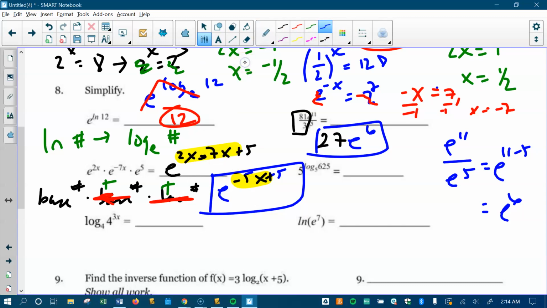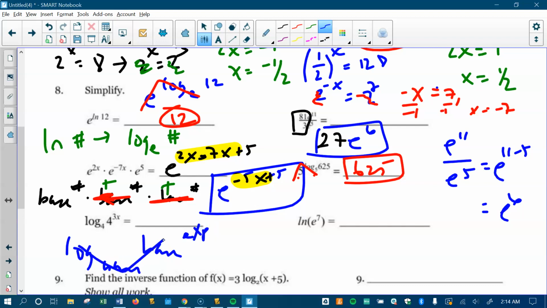Alright, let's go to the next one, which is going to be a 2-second problem. I have a base of 5 and a base of 5 in my logarithm and the exponent, those cancel. I'm left with 625. I love those problems. Same thing here actually. Anytime I have a log with the base, and then a base here of the same base with some exponent, it cancels, and you're just left with the exponent. So the 4 and 4 cancel, and you're just left with 3x.